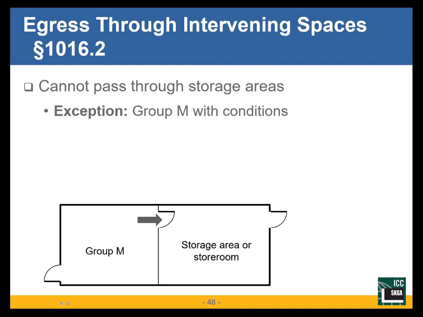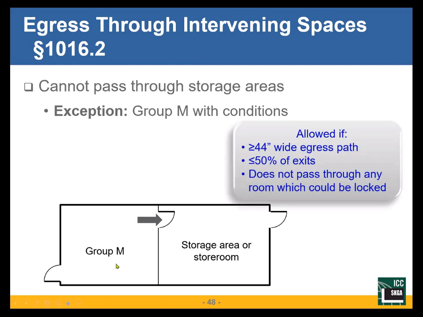Now, I said that you can't go through a storage room. Like every good code provision, there's an exception for group M. This only applies to group M. I can have up to 50% of my exits. So in my group M, I'm required to have 2 exits. I've got one. There's my second.